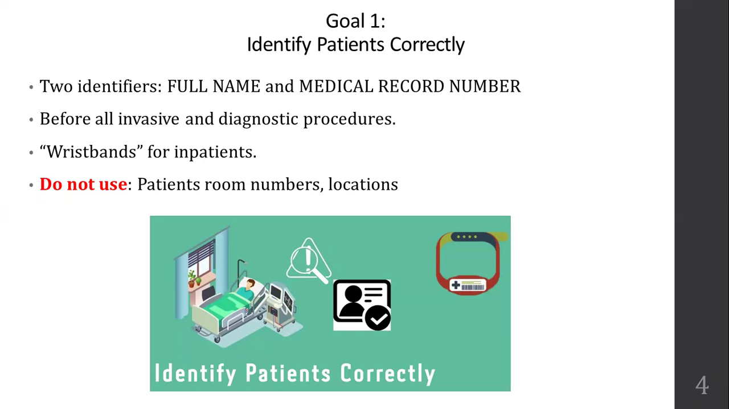Most commonly, we use the full name of the patient and the medical record number. Room number, location, bed number should not be used. Before all invasive and diagnostic procedures, you have to use these 2 identifiers. Because patient identification errors can happen at any aspect of the patient's journey, it is a very important step. Wristbands for inpatients are used if the inpatient is not cooperative or not in a cognitive state of mind, so wristbands can be used to identify the patients.